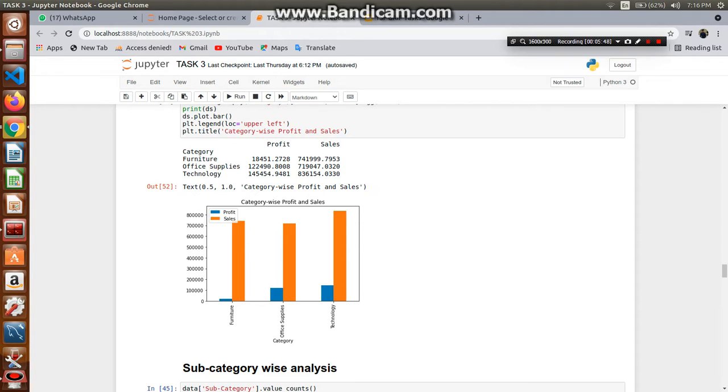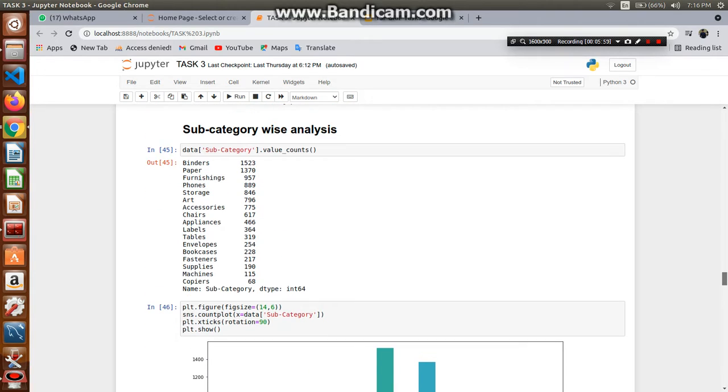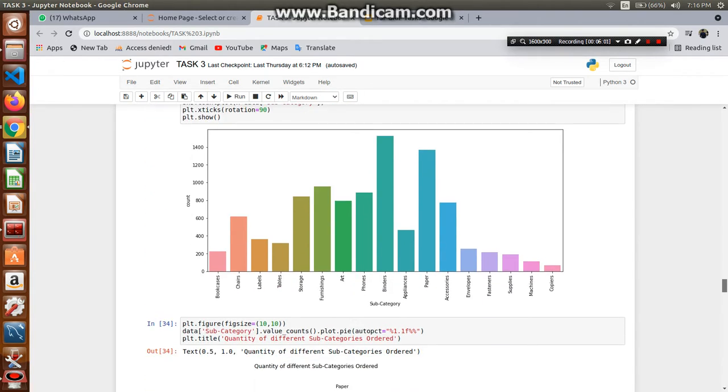So these two, that is furniture and office supplies, aren't giving us much sales and profit, but technology is doing both. So we need to have a look over technological products. After that, we'll move on to the subcategory-wise analysis.